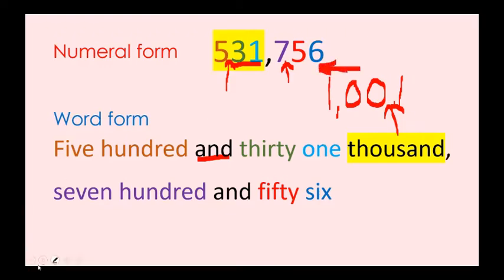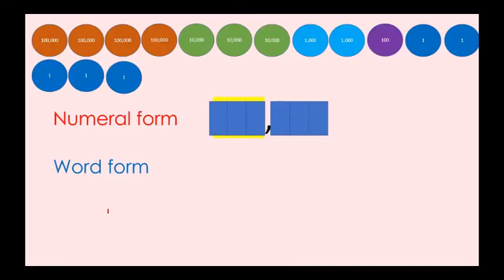Okay? All right. Let's go into another example, shall we? Here we have some circles which are representing hundreds of thousands in the brown, tens of thousands in the green, thousands in the blue, hundreds in the purple. There would be tens in red, but in this example, we don't actually have any tens. Oh, I've forgotten how to clear that.